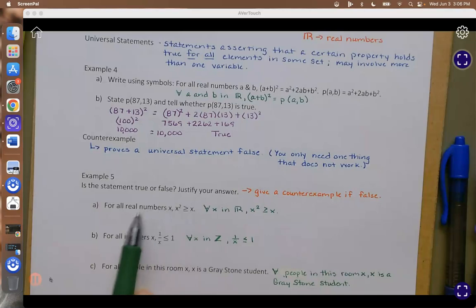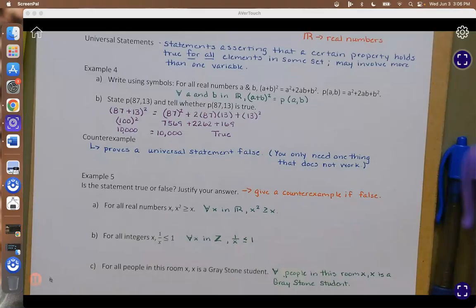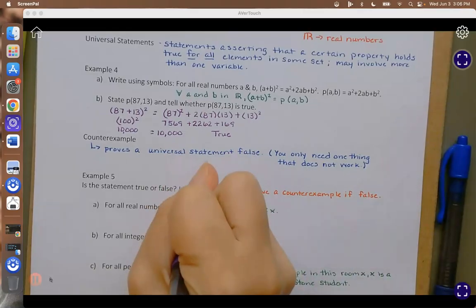So the first one. For all real numbers x, are all numbers that are squared greater than the original number? Okay? And a lot of times when they're talking about numbers being greater than or less than, if you think of fractions, that would be your counterexample. Okay? So, the answer to this one is false.